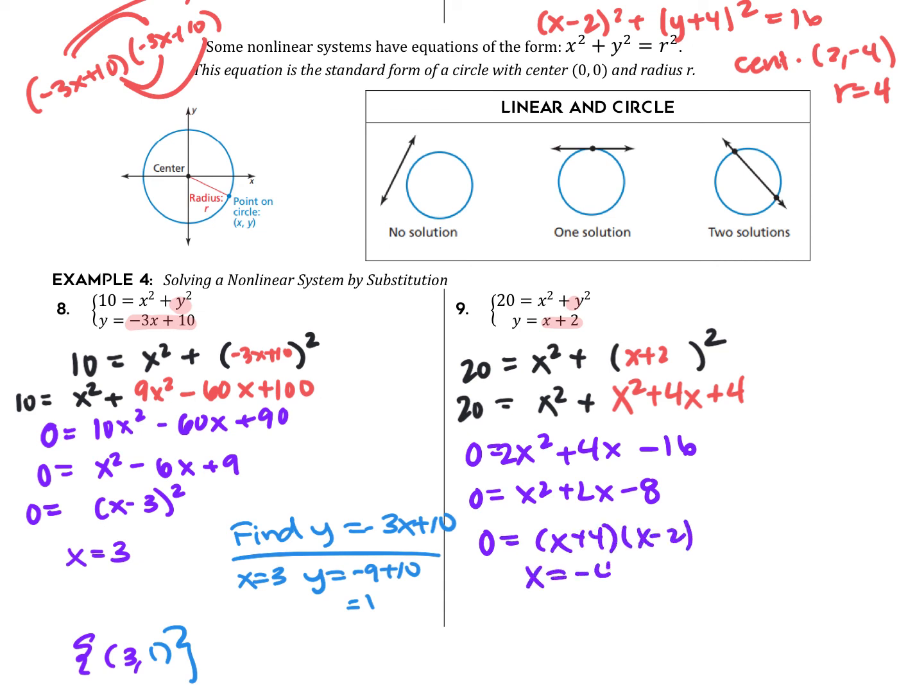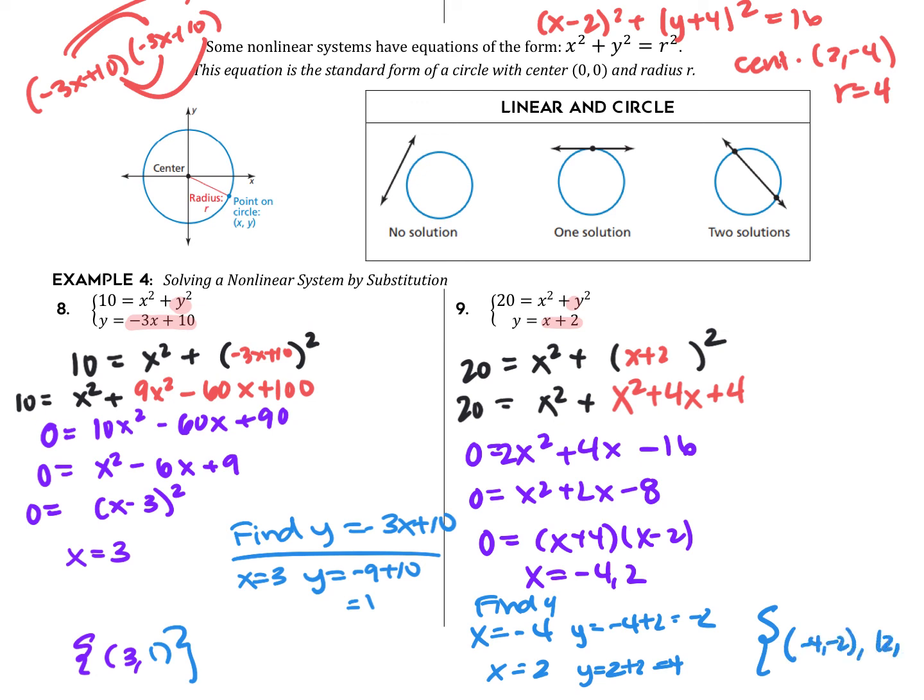So I'm going to get x equals -4 and positive 2. And then I'm going to go ahead and find y. If x equals -4, y equals -4 + 2, or -2. If x equals 2, y equals 2 + 2, or 4. So my solutions are going to be the points (-4, -2) and (2, 4).